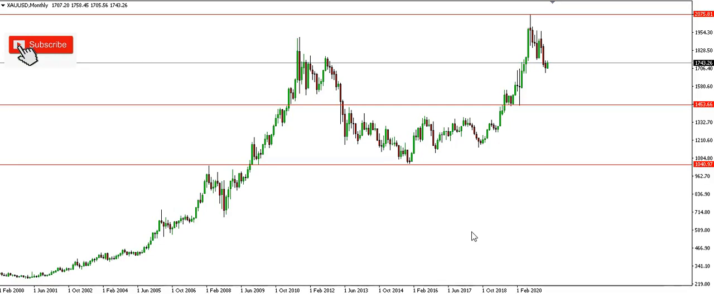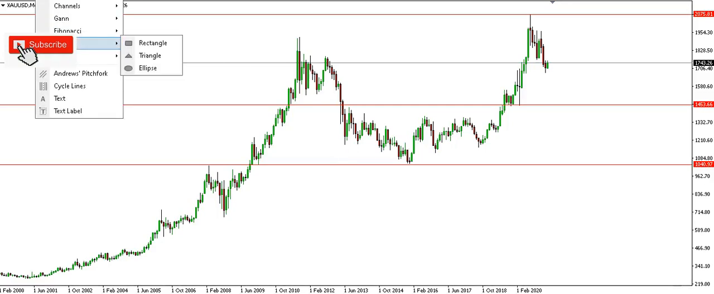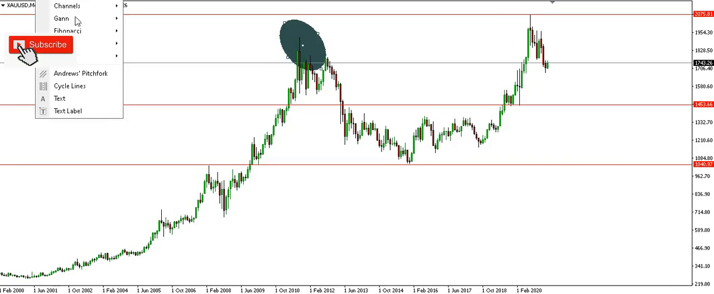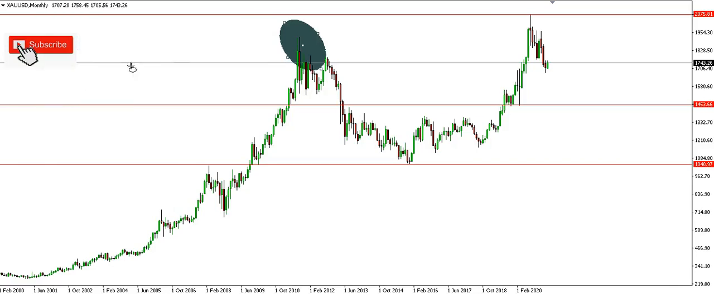All right, I have on the chart the monthly time frame, and I have two highs. Price has formed two highs. I have the first high here, and I have another high, like a higher high, here on the monthly time frame.